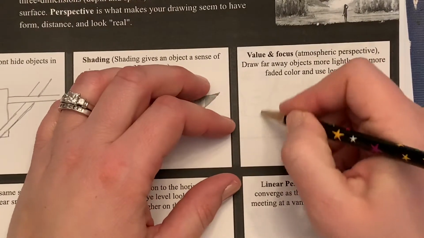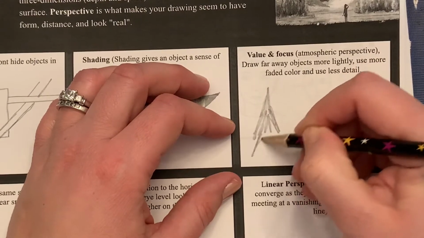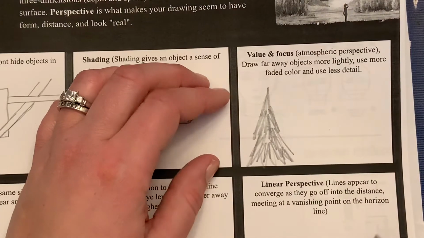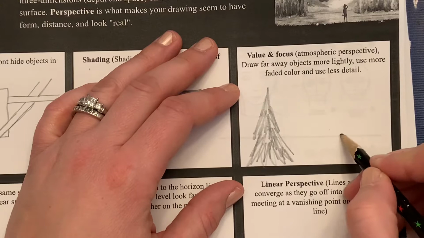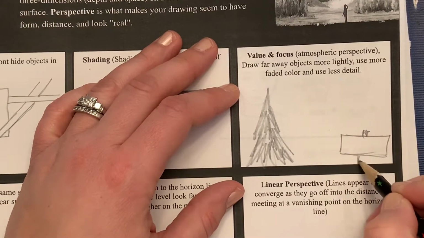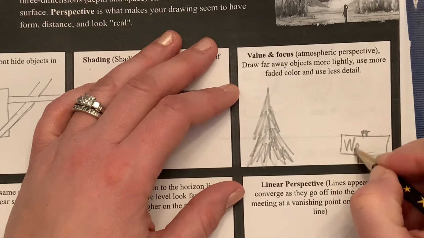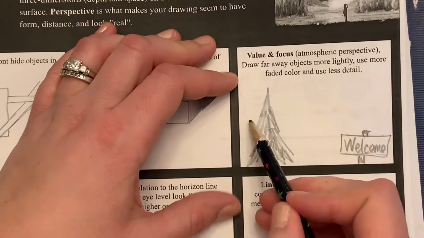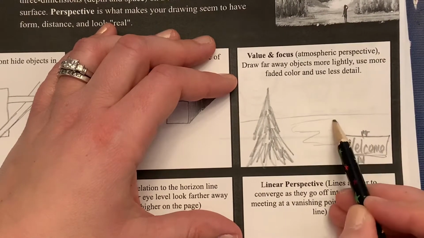All right, so let's give our example here. Let's create some trees. These don't have to be perfect. So we got some trees right here. We have a tree right here. Let's do a sign. We're going to have a sign. What should we put on the sign? Let's put welcome, because we're right up close. We're going to make this a lake. But as we go further back, we have a lake here.